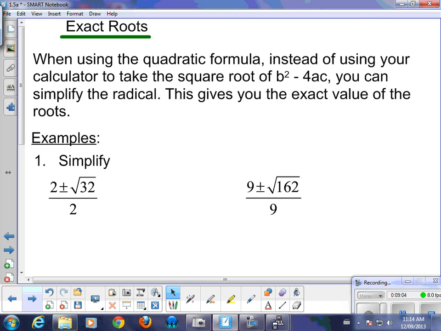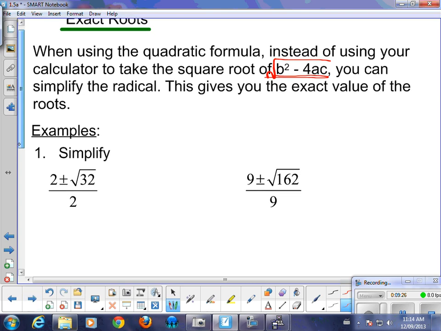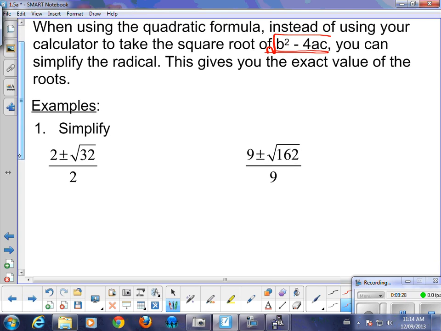Okay, it has to do with exact roots. Now, when using the quadratic formula, instead of using your calculator to take the square root of this here, you can actually simplify the radical, because remember, all of that is underneath the radical sign. And we talked about this already, so this gives you the exact value of roots. Now you're saying, well, why would you do that? It's not useful. Well, actually it is useful. In some programs at university, they don't care about the decimal answer. They want the exact so you can move on.